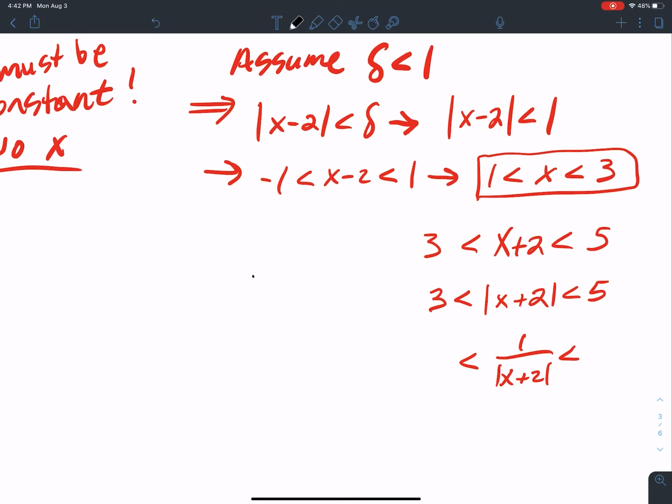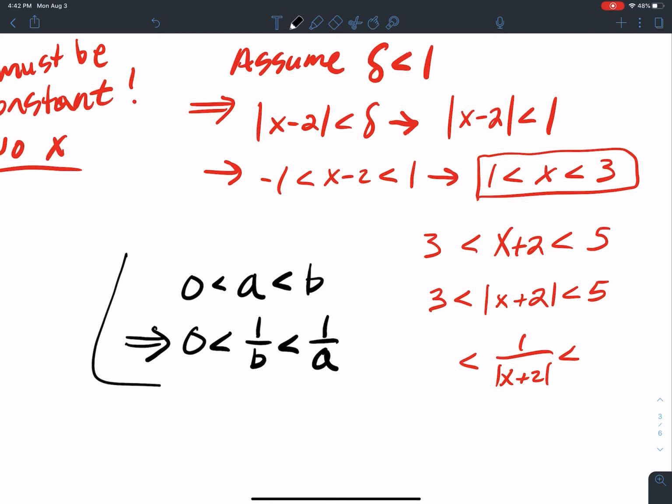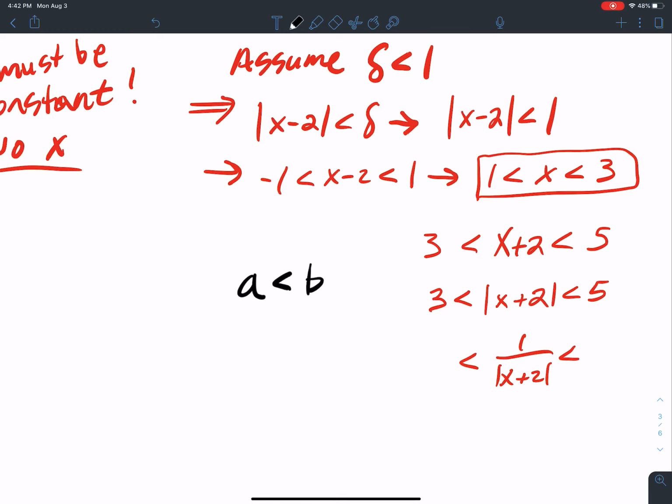And so the rule is this: if A is less than B, and that's all greater than 0, then I can use this inequality here. This is a very useful inequality. Okay, so you will probably use this a lot here. So make sure you know that inequality there. Very powerful. Okay. So that's how we go from here to here.